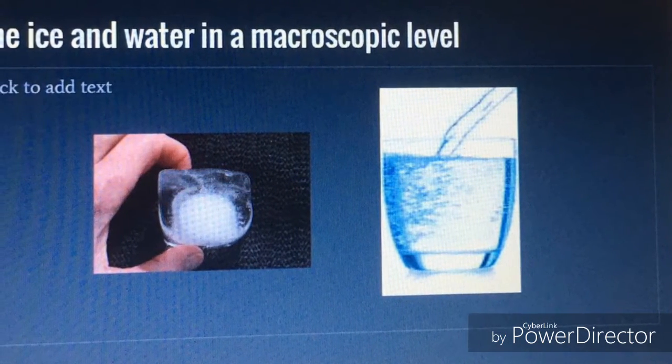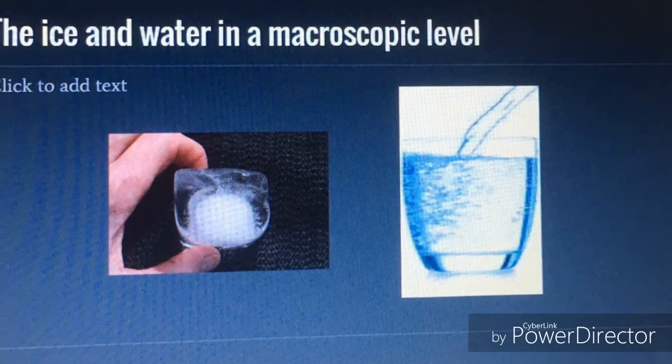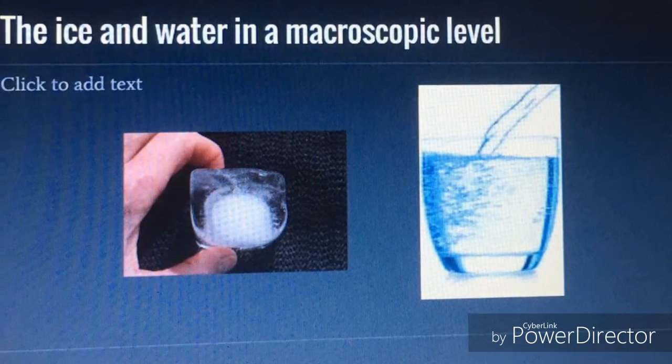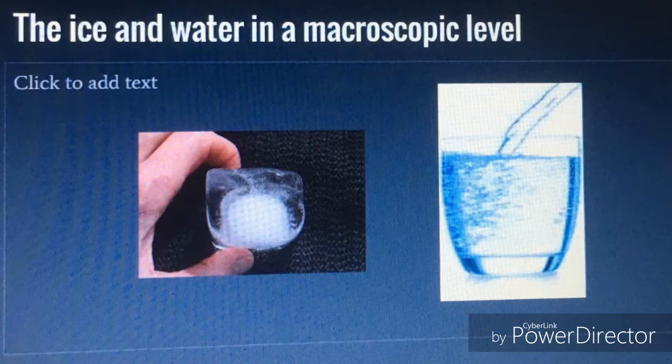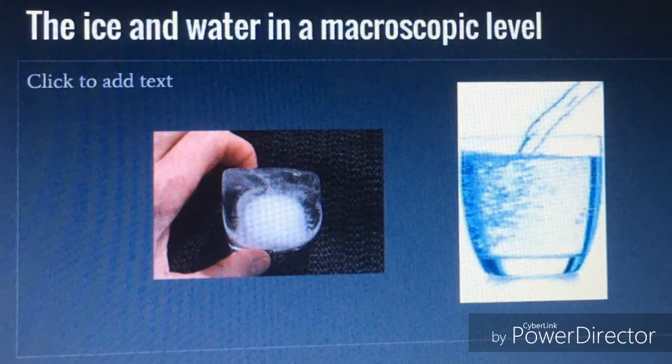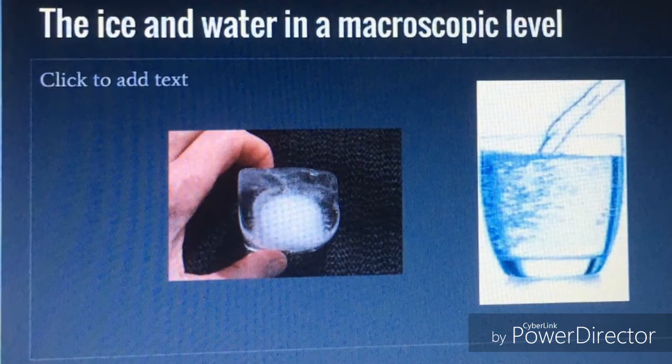At the macroscopic level, it is what naked eyes can see, because the ice is solid and hard. Rather, the water is more flexible and can be filled into any type of container.